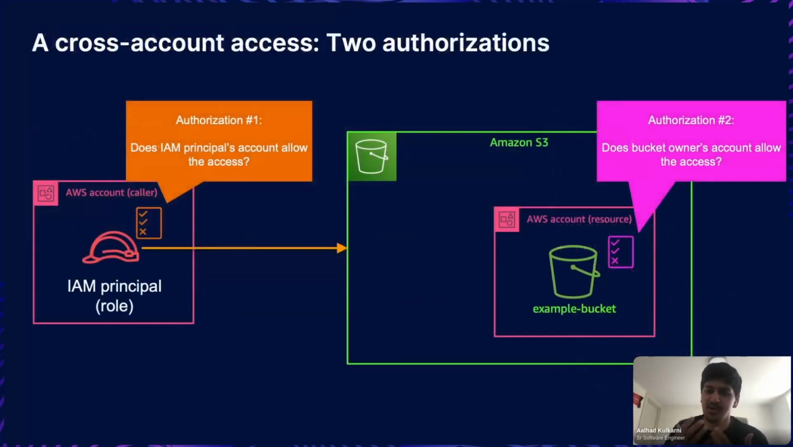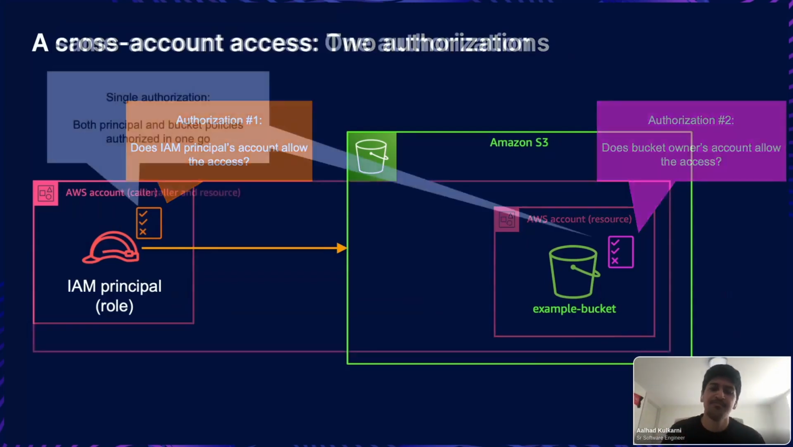So what happens in a cross-account access? Extremely basic, you have two authorizations. Does the caller account allow the caller access to the resource? And then the resource owner needs to grant the caller access to the resource. If both the authorizations succeed, you'll get access. If either one of them denies, you'll not get access. A simple, straightforward cross-account access scenario in AWS today.